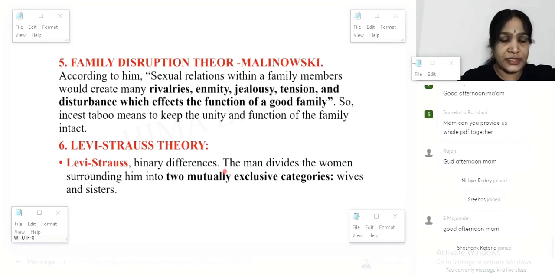Binary differences: the man divides the women surrounding him into two mutually exclusive categories, wives and sisters, or marriable and unmarriable. The sisters category people he cannot marry, so better don't marry them, avoid such relations. That's all. These are the theories explaining incest taboo.